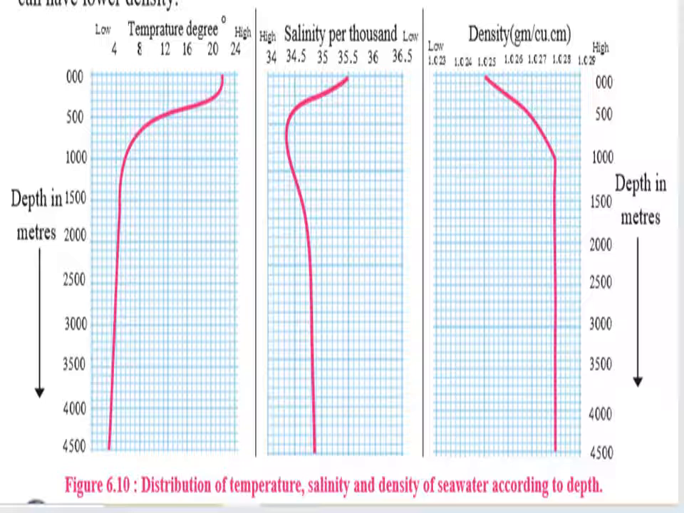After the depth of 1000 meter, okay, here you can see 1000 meter, there is no change in all the three factors. So there is no change. The higher change can be seen up to depth of 500 meter. From 500 meter you can see change.